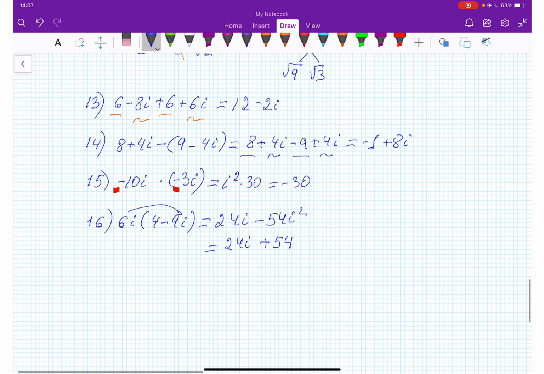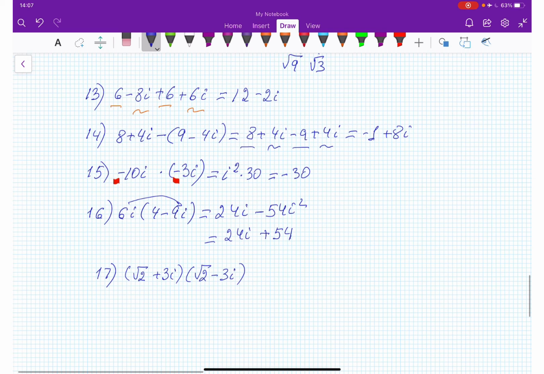Question number 17. Square root 2 plus 3i times square root 2 minus 3i. Okay, what do we have here? It looks like we have a plus b times a minus b, right? Does it remind you? Difference of squares? So let me remind you the formula. A plus b times a minus b is equal a squared minus b squared.